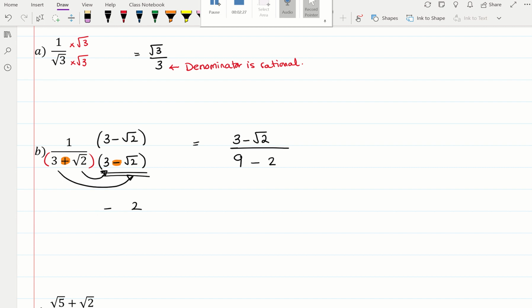I would simply multiply the 3 by the 3 to get 9, the root 2 by negative root 2 to get negative 2, and your fraction is going to look like this. 3 minus root 2 over 9 minus 2, which is 7. And that's your final answer. You've rationalized the denominator. The denominator is no longer a surd, but a whole number.